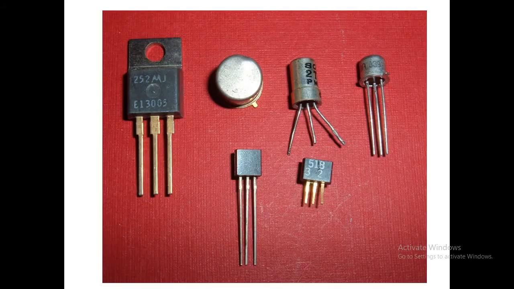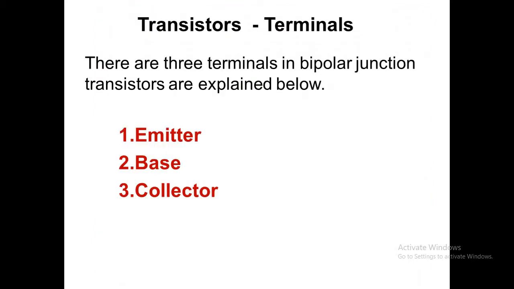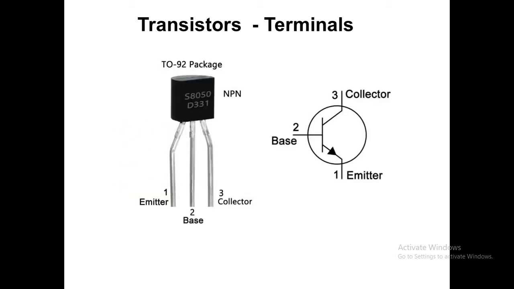And as you all know, these are different types of transistors, as you can see in the laboratory, or if you open any circuit board you can see this type of transistors. As I told you, there are three terminals for a transistor. They are emitter, base, collector. As you can see here, emitter, base and collector of a transistor. On the right side you can see the symbol. The emitter always has an arrow mark.